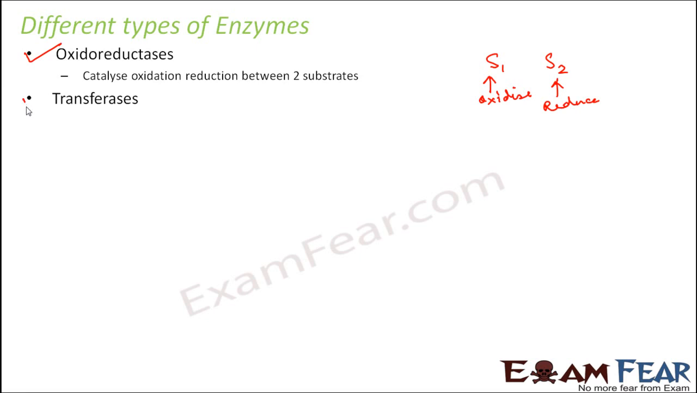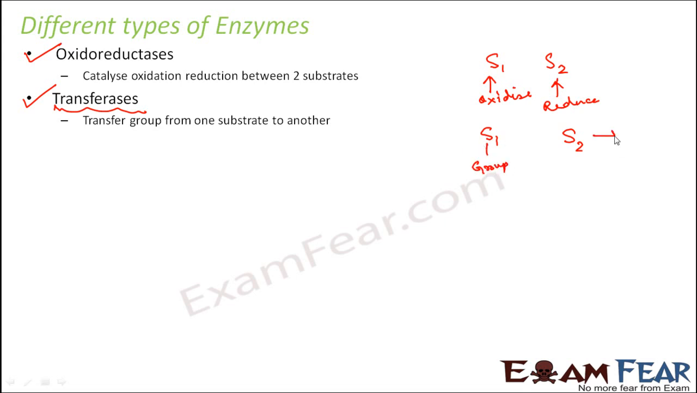The next type is transferases. The name itself says they transfer something. So what do they do? They transfer a group from one substrate to another. Let us suppose we have two substrates, S1 and S2. So there is a group, say, attached to S1. So what will these enzymes do? These enzymes will act upon this and transfer the group from S1 to S2. So you see the group gets transferred from S1 to S2. So such enzymes are called transferases.